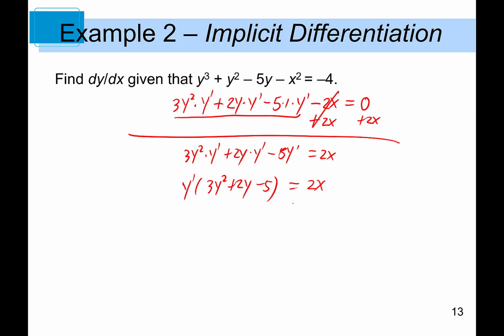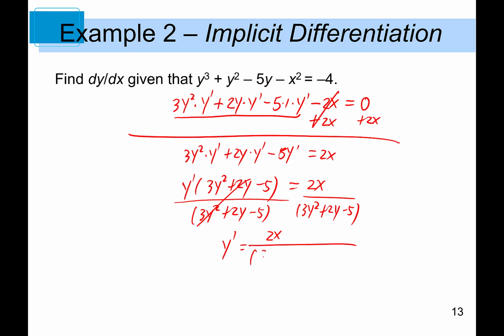Now very last step, dividing both sides of the equation by 3y squared plus 2y minus 5, and then cancel that. Now y prime equals 2x over 3y squared plus 2y minus 5. And if you want to write it as dy over dx, feel free to do so.